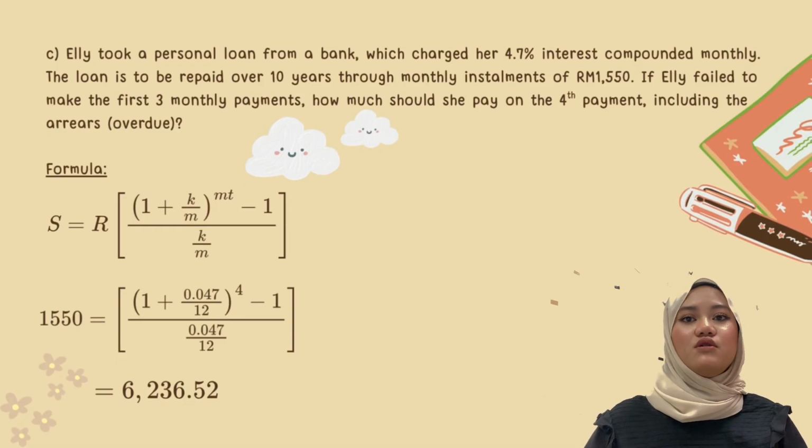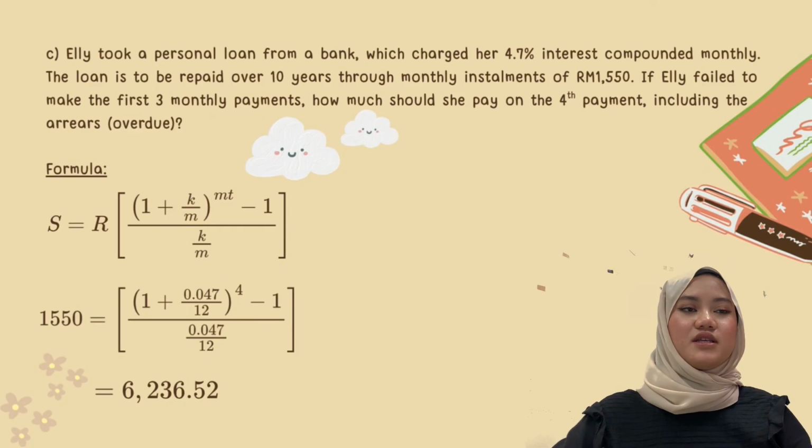Now, we substitute the given values into the formula, which is S equals 1,550 open bracket 1 plus 0.047 over 12 close bracket power of 4 minus 1 over 0.047 over 12. After solving the equation, we find that Ellie must pay 6,200 ringgit 236 ringgit 52 cents on her fourth payment to cover the missed installments and accrued interest.